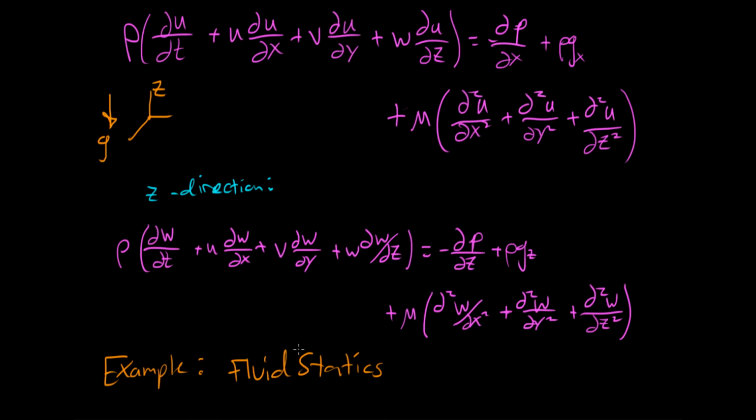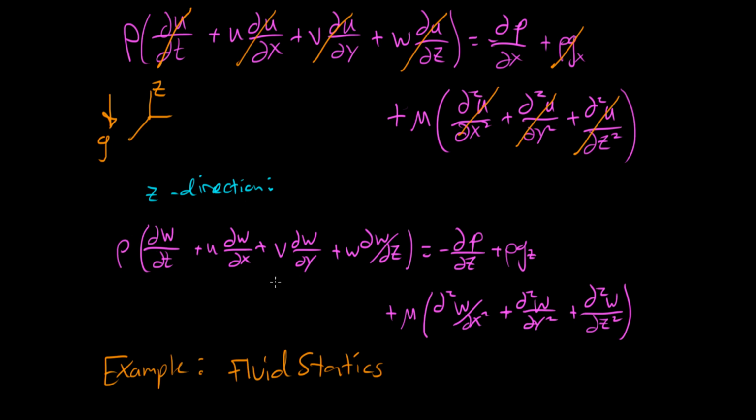So if this is a static problem, what that tells us is that our velocity is 0 everywhere, which means du/dt is 0. It means this term is 0 because u is 0. V is 0, so it's gone. W is 0, so that's gone. Gravity acts in the z direction, so there's no gravity in the x direction. And again, the velocity is 0 everywhere, and so there is no derivative with respect to position of velocity.